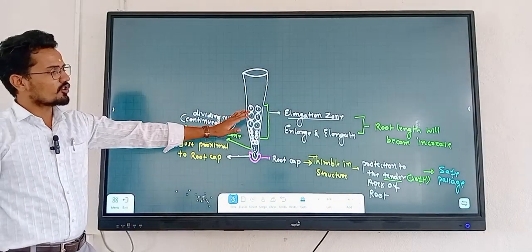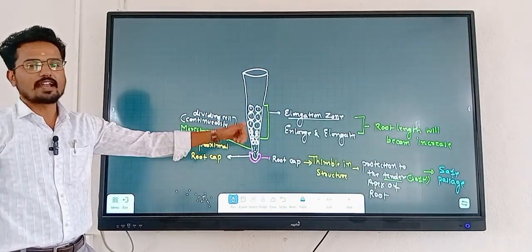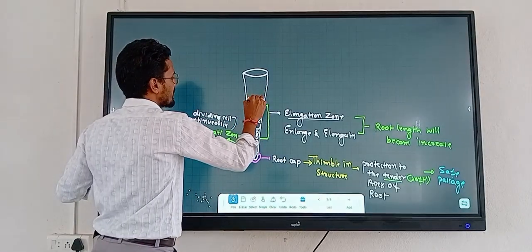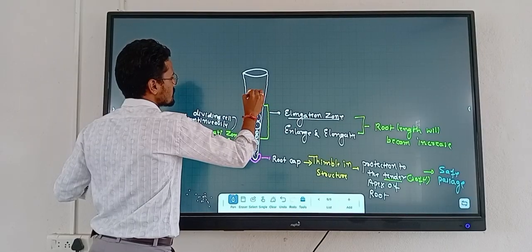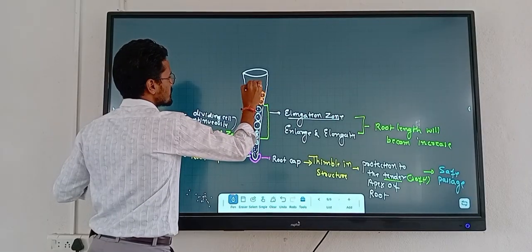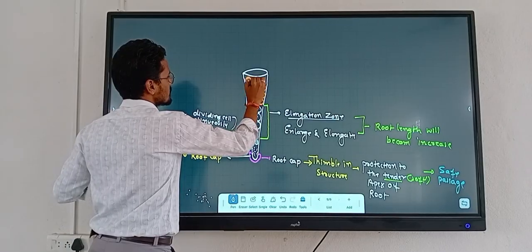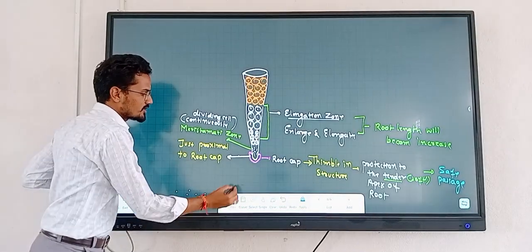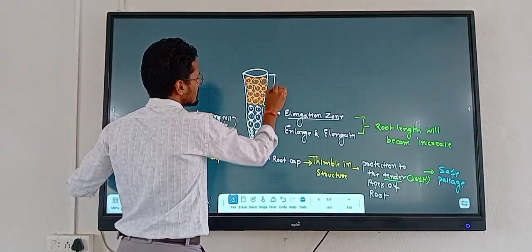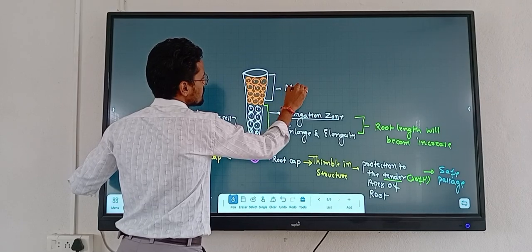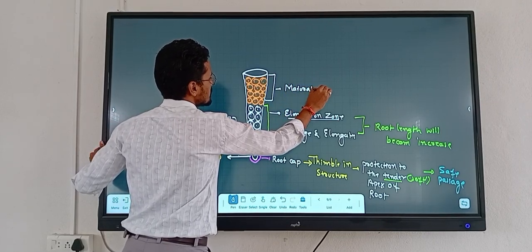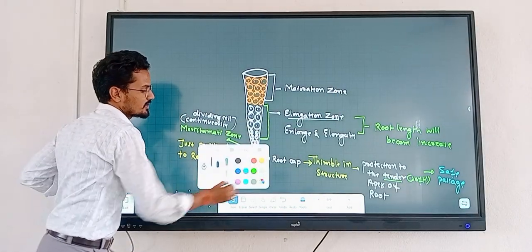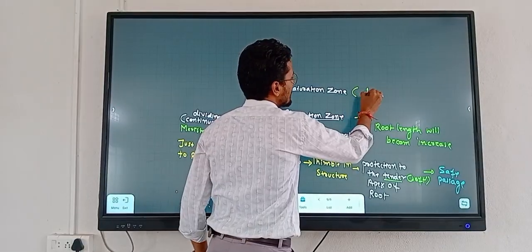Okay, after the elongation zone, the cells which got enlarged and elongated start to be deposited at the maturation zone. In this maturation zone, the cells get differentiation.